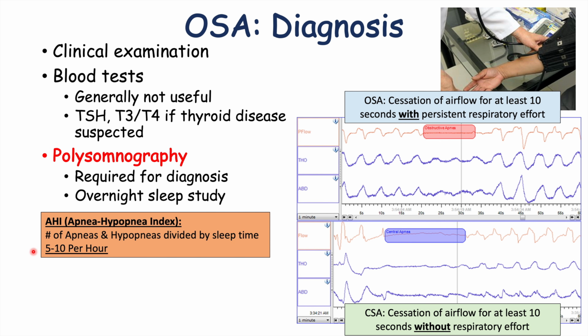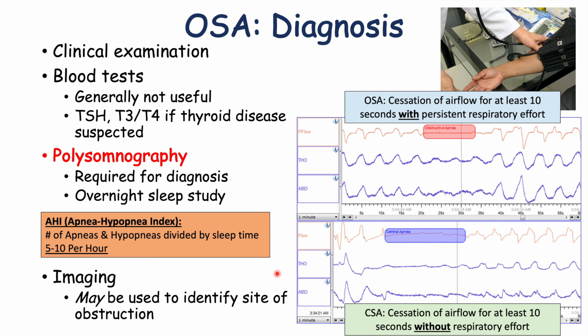But as an example, some of the numbers that may be utilized include 5 to 15 per hour for mild obstructive sleep apnea, 15 to 30 for moderate sleep apnea, and greater than 30 per hour for severe sleep apnea. So those are some potential numbers that may be used for determining the severity of obstructive sleep apnea. But again, these numbers could differ between different regions and different sleep laboratories. And then imaging may be utilized in some cases, especially when trying to identify the site of obstruction. So some imaging modalities may be used in certain circumstances to identify the site of obstruction.